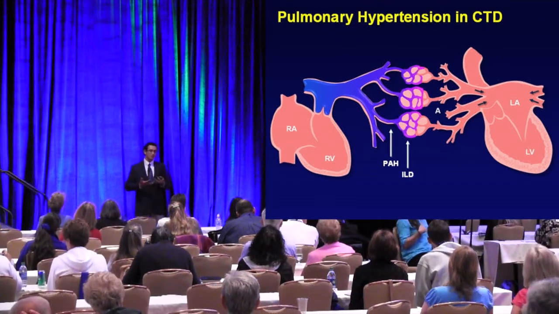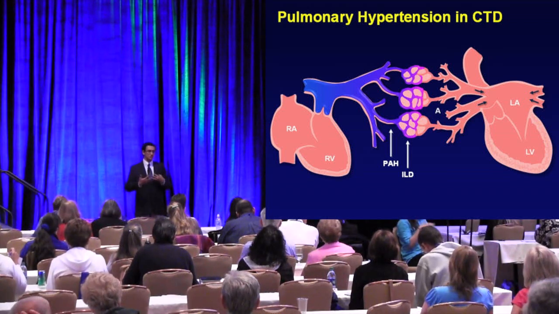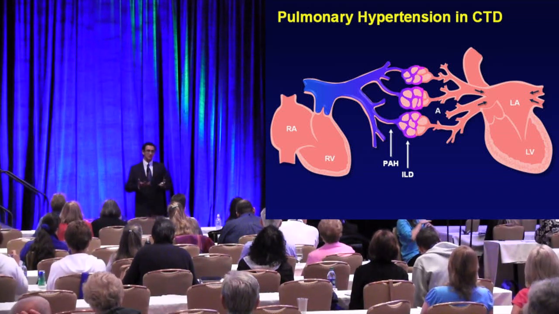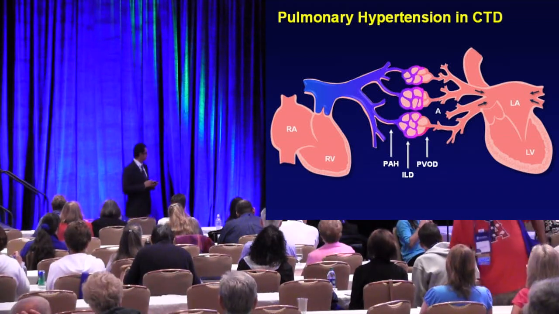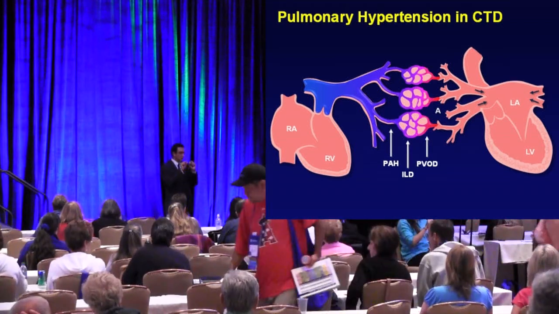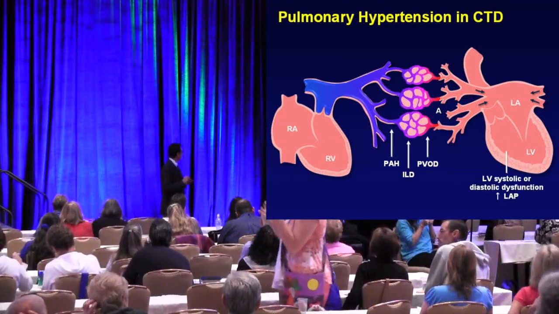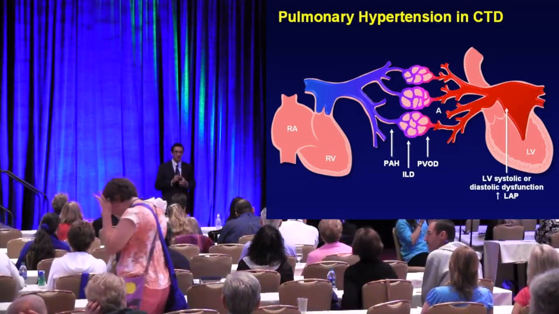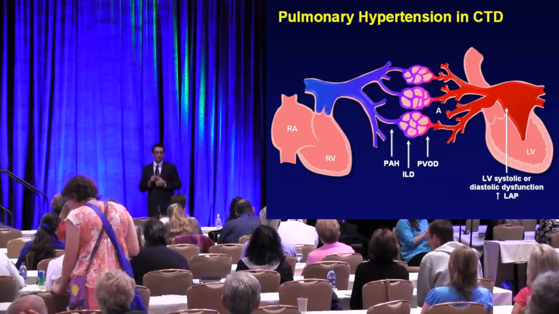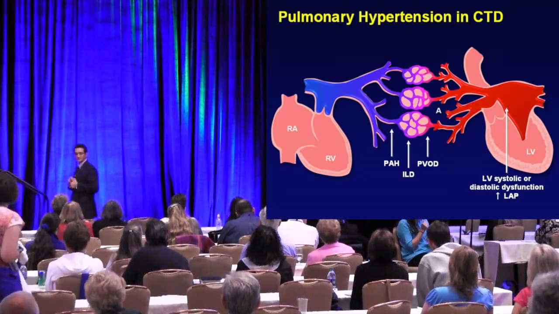When you scar the lower part of the lung or the upper part of the lung, the oxygenation is impaired, and that can cause elevation of pulmonary pressures. It can be caused by fibrosis of the small capillaries, vessels called PVOD, or it can be caused by left-sided heart failure or heart disease. What's the most common cause of pulmonary hypertension in scleroderma?